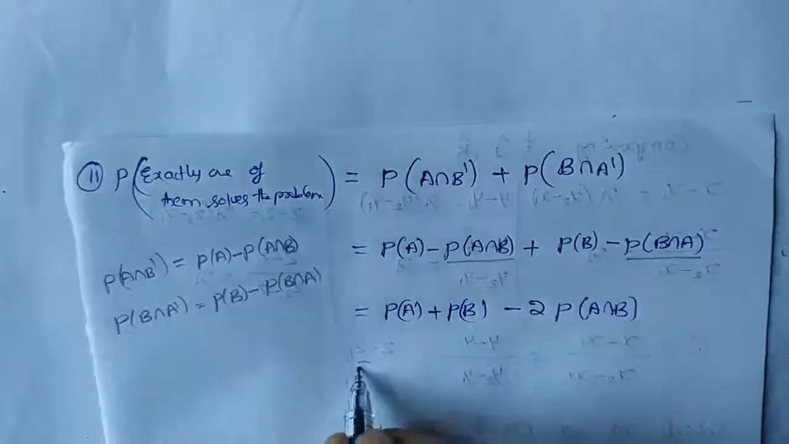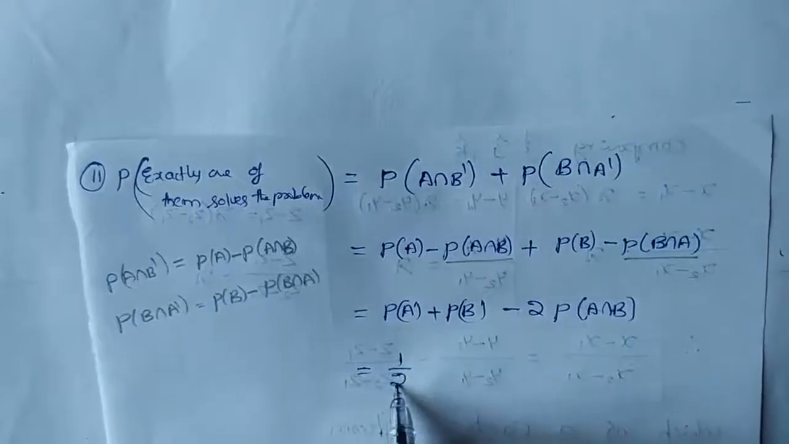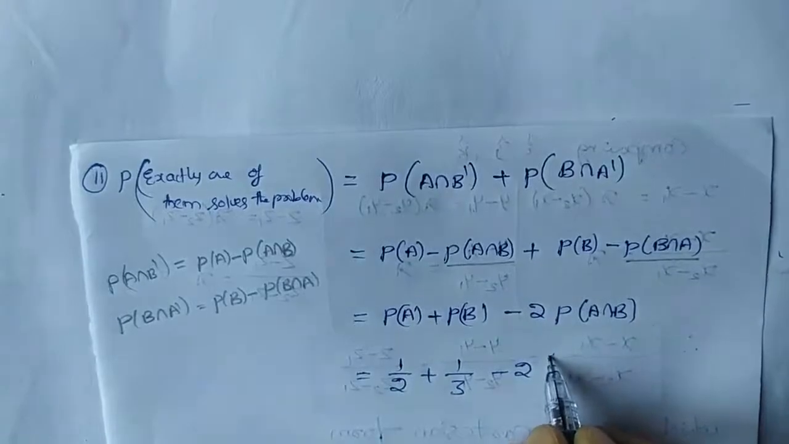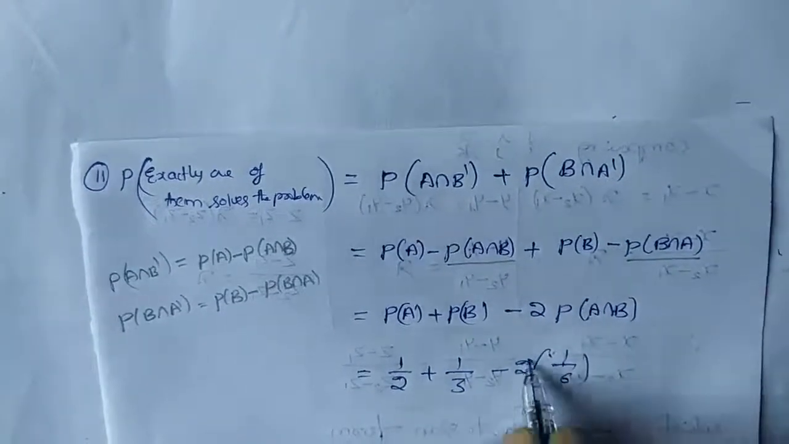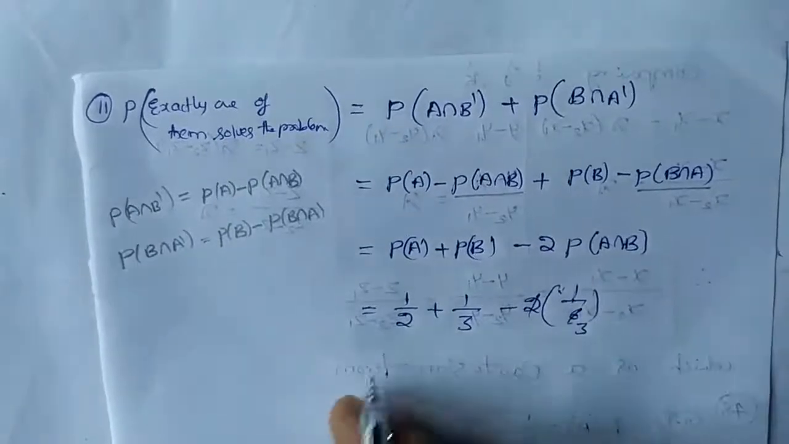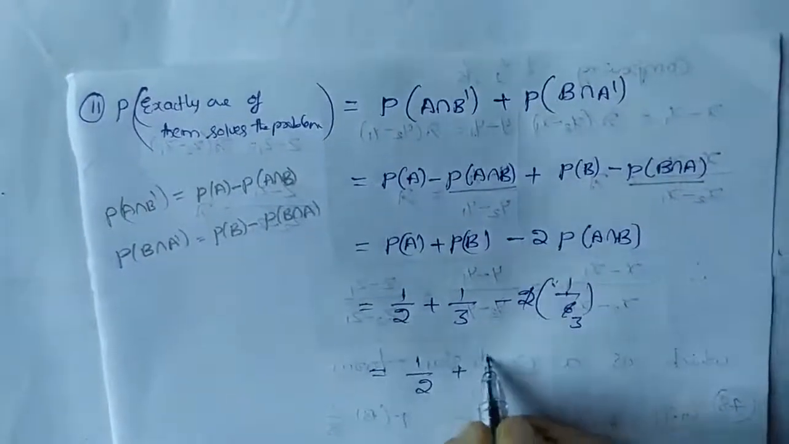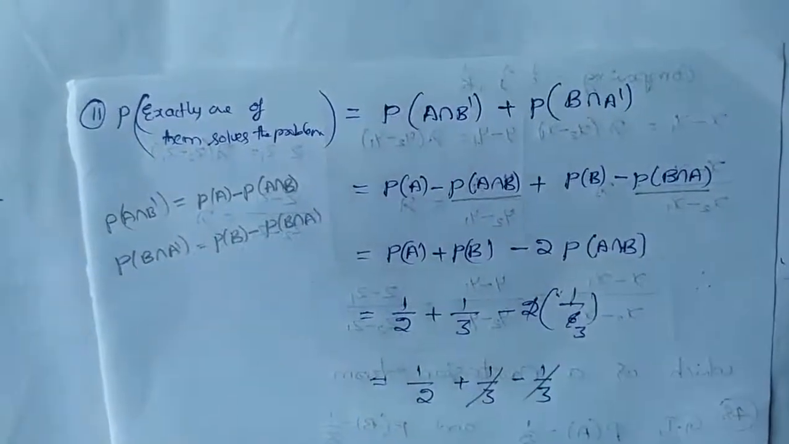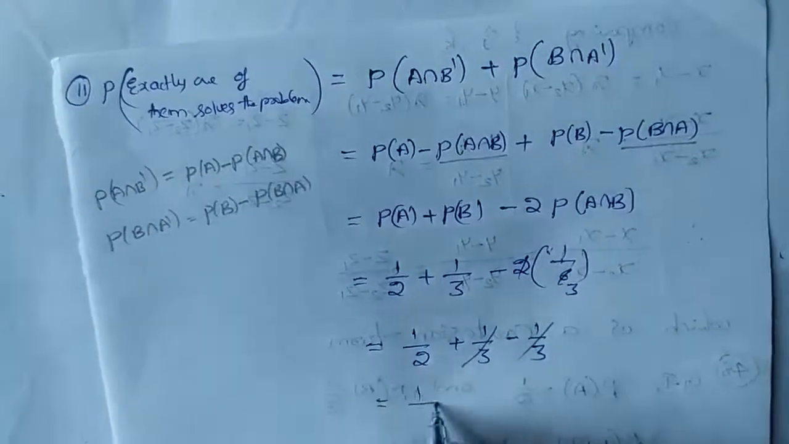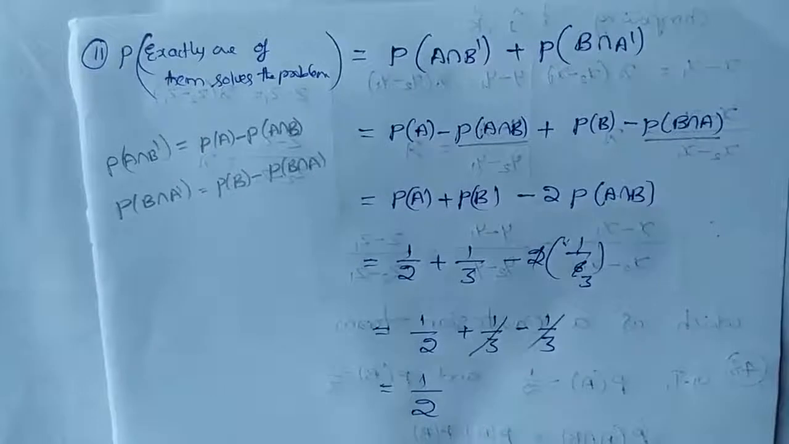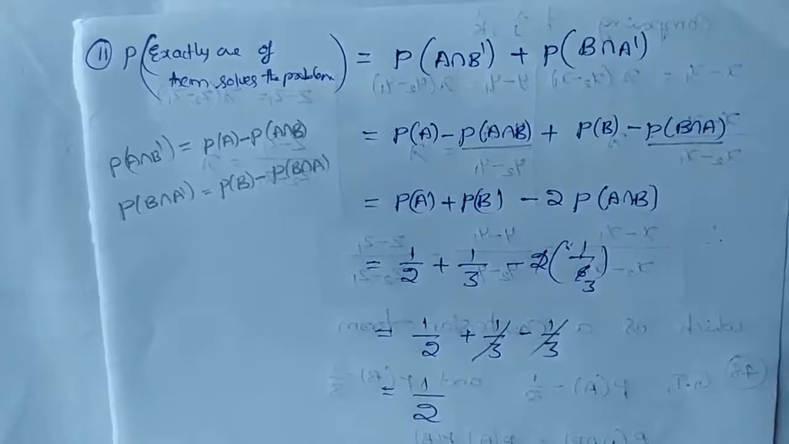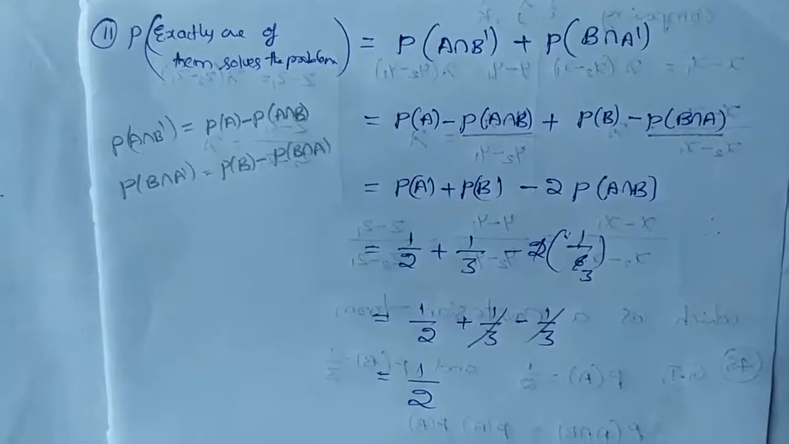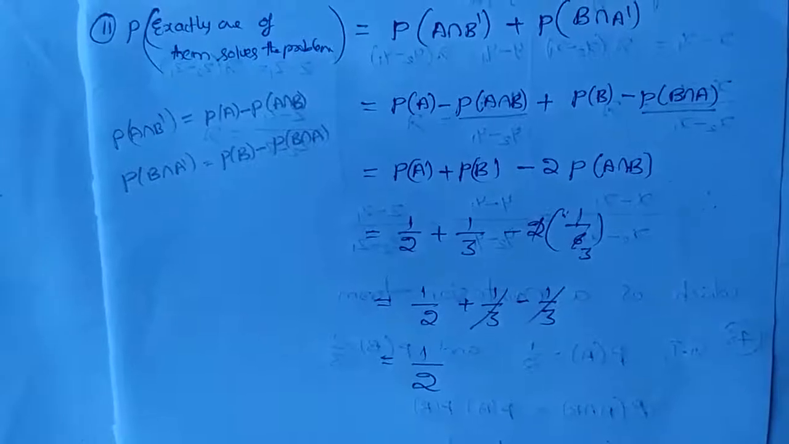Now apply the values here. P of A is given as 1 by 2, P of B is given as 1 by 3, minus 2 into P of A intersection B, which is 1 by 6. 2 ones are 2, 2 threes are 6. That is equal to 1 by 2 plus 1 by 3 minus 1 by 3. So 1 by 3 minus 1 by 3 will get cancelled. Finally, we will get 1 by 2, which is the required probability that exactly one of them solves the problem. Hence, we have finished the 5 marks questions.